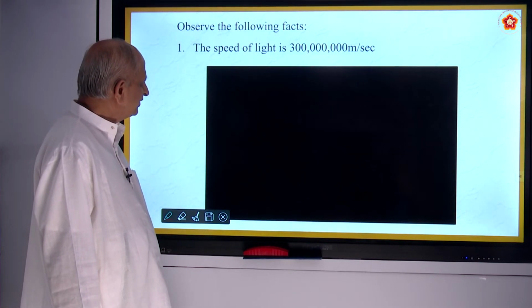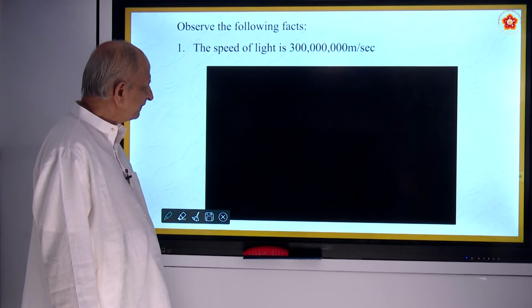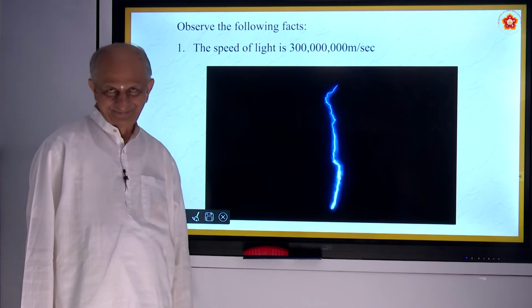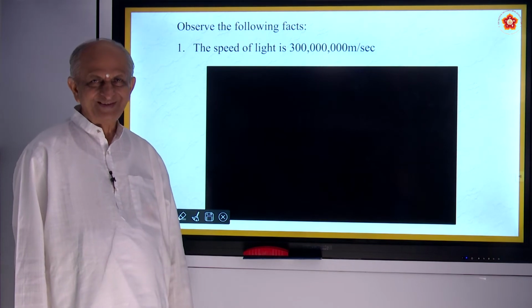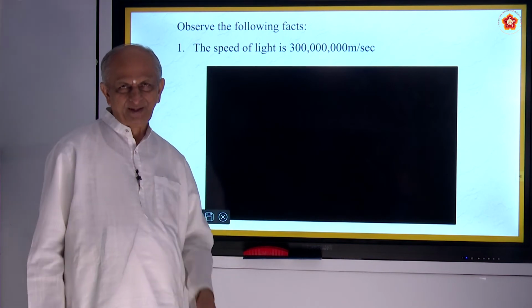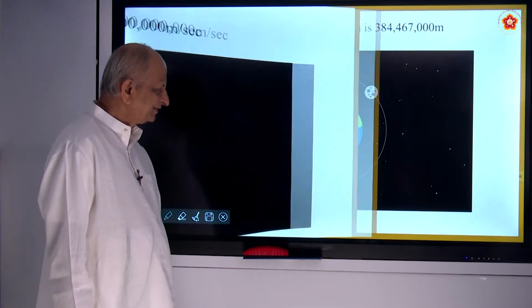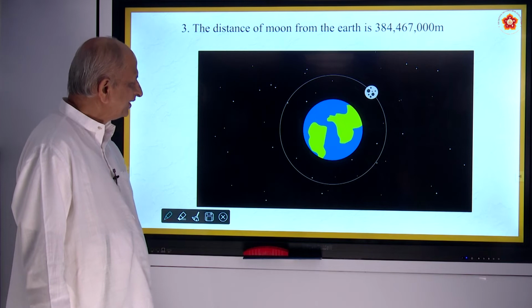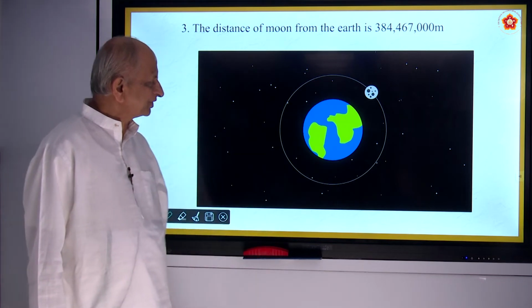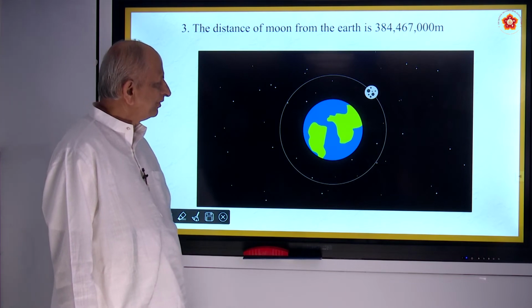And one more interesting thing is that the speed of light is about 3 lakh kilometers per second. What is this flash you are seeing? This flash of lightning. How is lightning produced? Lightning is produced whenever two charged clouds come near, there will be a transfer of charges, and that is what is called lightning. And what about this? The distance of the moon from the earth is 3,84,467 kilometers, or so many meters.